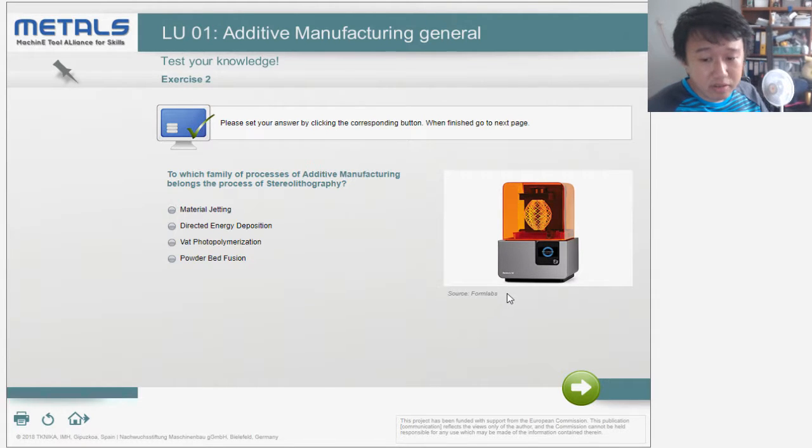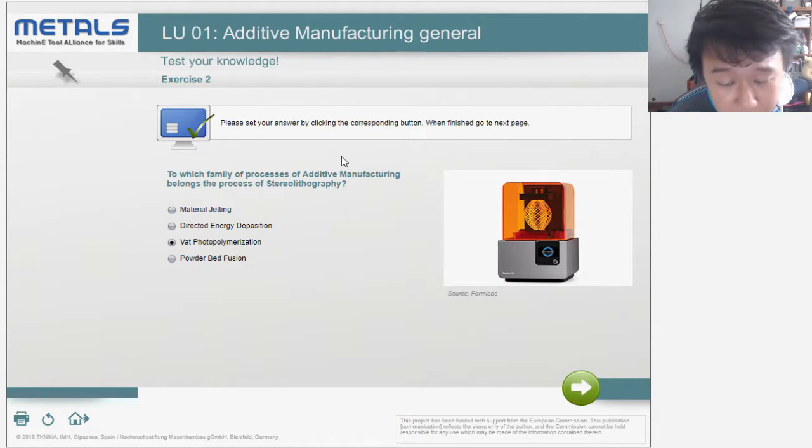To which family of processes of additive manufacturing does the process of stereolithography belong? Stereolithography is known as vat polymerization and stereolithography. So yep.